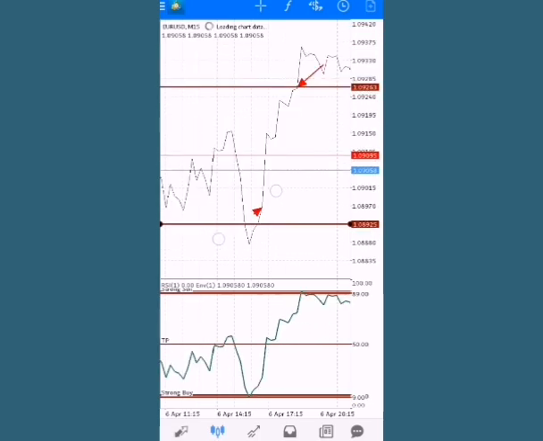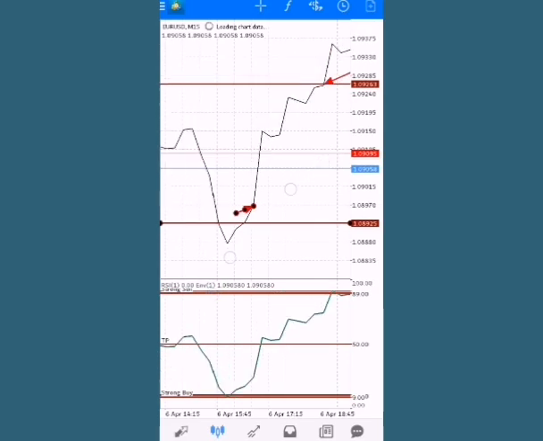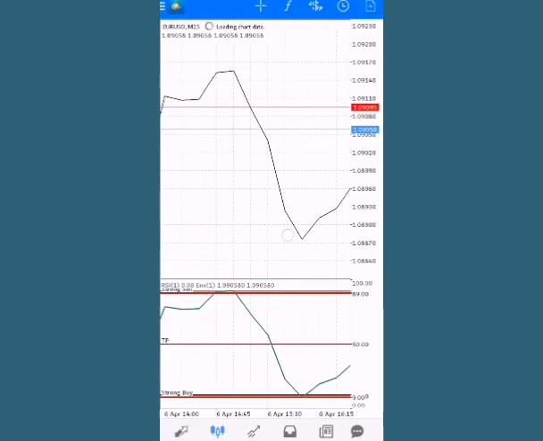Let's just zoom out to see. After taking the buy right there, price pushed up. Let's zoom out again. Let's find more entries.